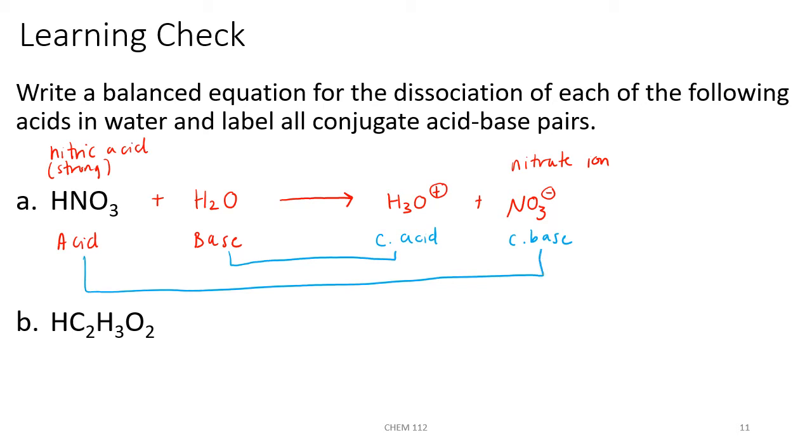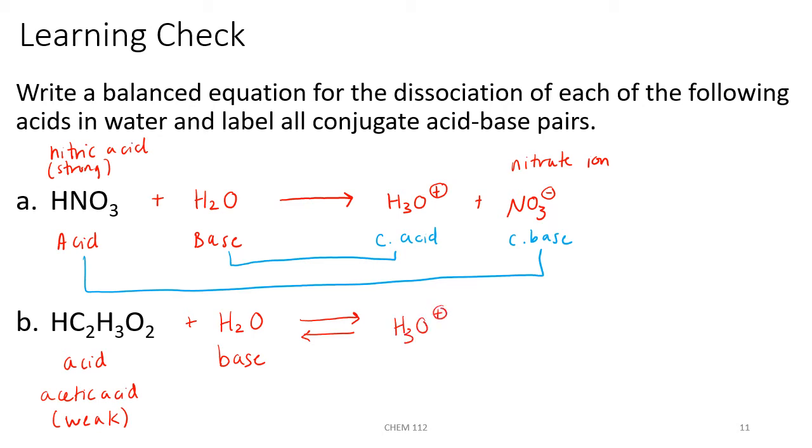In B, we have acetic acid. And acetic acid is not on our list of strong acids. So therefore, if it's not on the list of strong ones, we know it's got to be a weak acid. And we're told we're writing these dissociations in water. So in this case, water is going to be our base. We're going to use equilibrium arrows to represent the dissociation of our weak acid. Water will grab a proton from acetic acid and form hydronium ion.